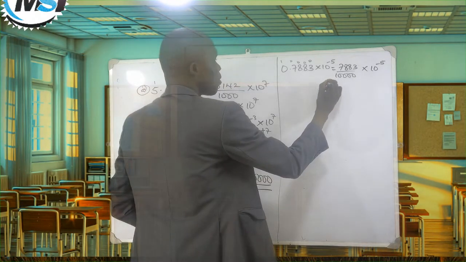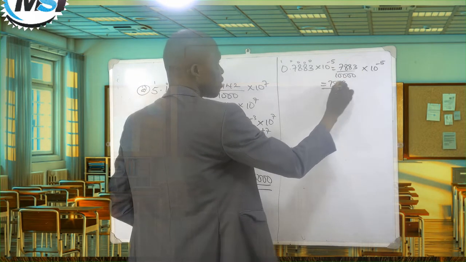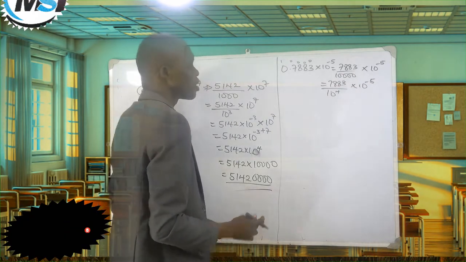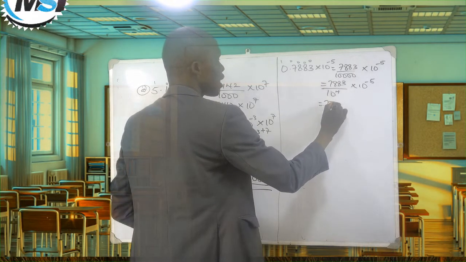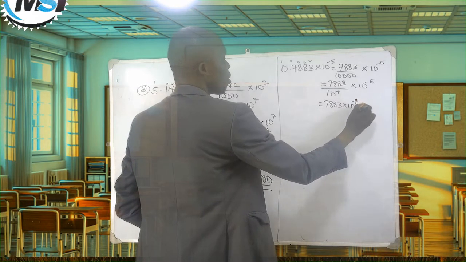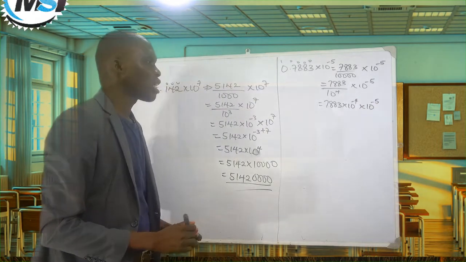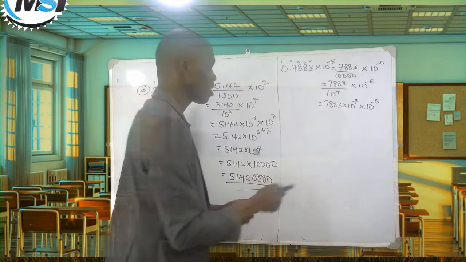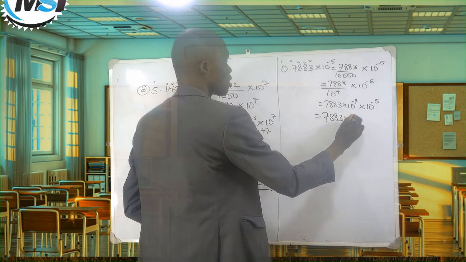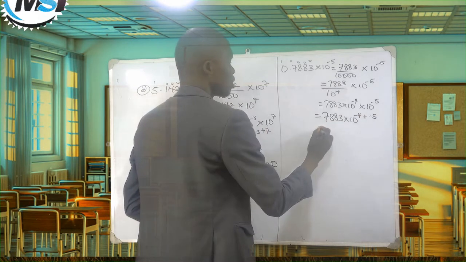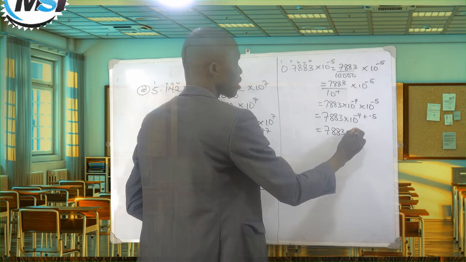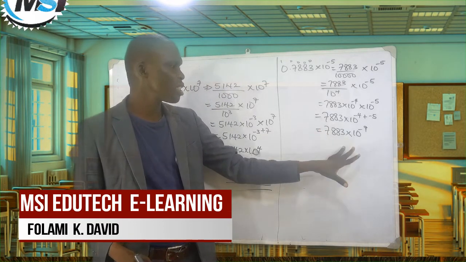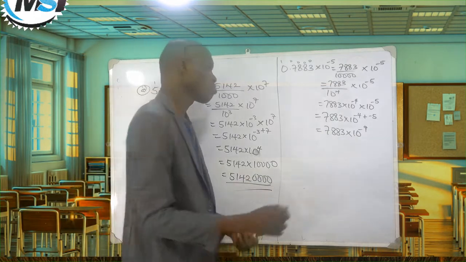Okay, now from here we can have 7883 divided by 10 raised to power 4 multiplied by 10 raised to power minus 5. Now this will give us 7883 multiplied by 10 raised to power minus 4 multiplied by 10 raised to power minus 5. Now from here, when we apply the law of indices, 10 is common here, so this will give us 7883 times 10 raised to power minus 4 plus minus 5. So this will give us 7883 times 10 raised to power minus 9. But we can't leave it like this, because this is just standard form.